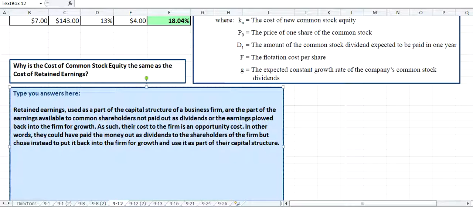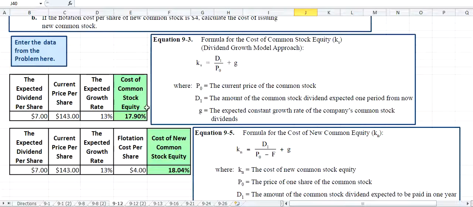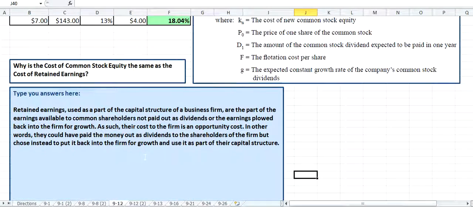I hope that clears that up a little bit. There's more about that in the book. It's just a little bit confusing when you think about why retained earnings is the same thing as your common stock equity, and the key here is opportunity cost.